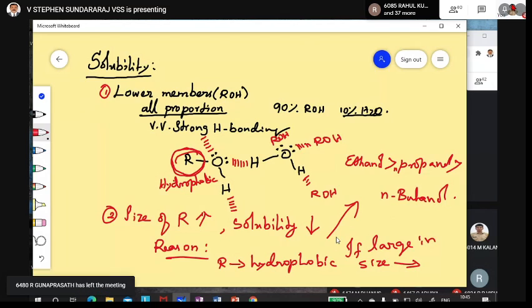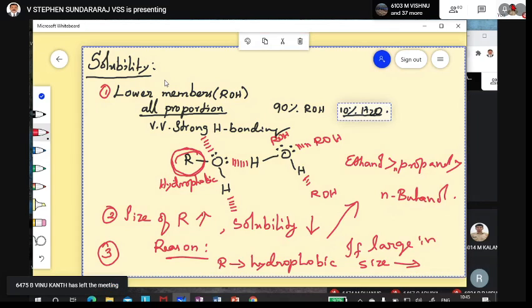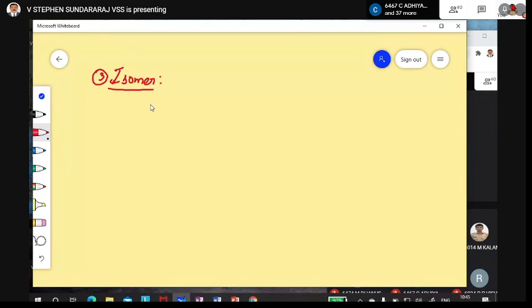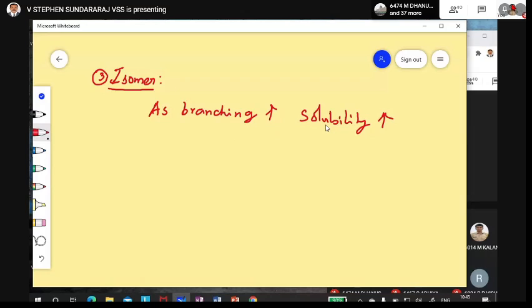Right, now the point number 3, the next page I will write for the continuity of solubility. What is point number 3? For isomers. Isomers, not the boiling point discussion, which is over, but you can see the difference between boiling point and here. As branching increases, solubility increases. Remember that boiling point will decrease, but the solubility will increase.